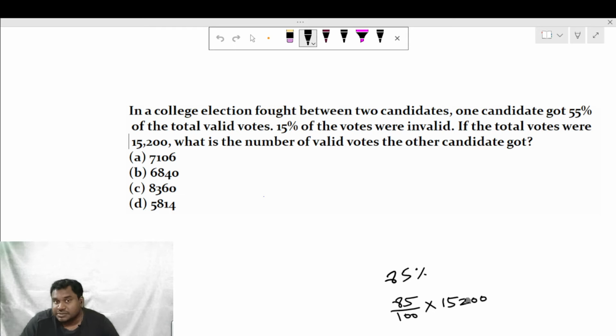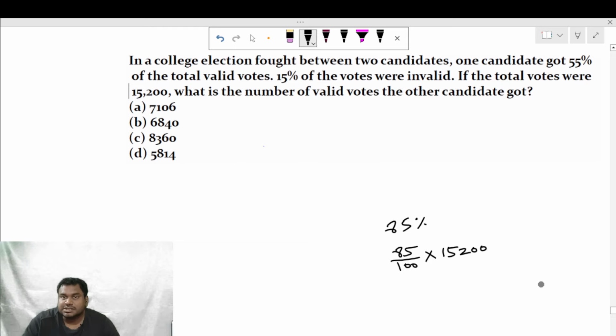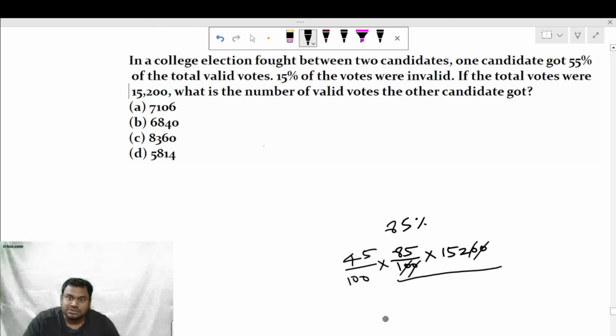In these valid votes, what is the number of valid votes the other candidate got? You need to find how many percent the other candidate got. He got 45% only. 45% of what? Total valid votes. So in these total valid votes, we got 45%. So 45 by 100 into this is nothing but the answer. These two zeros go.